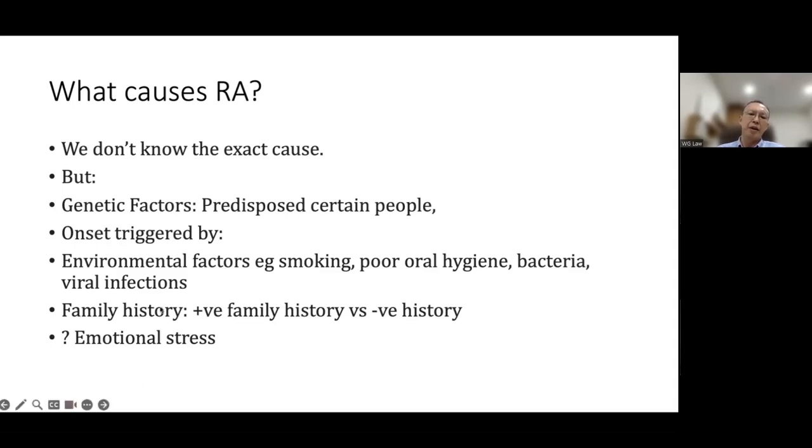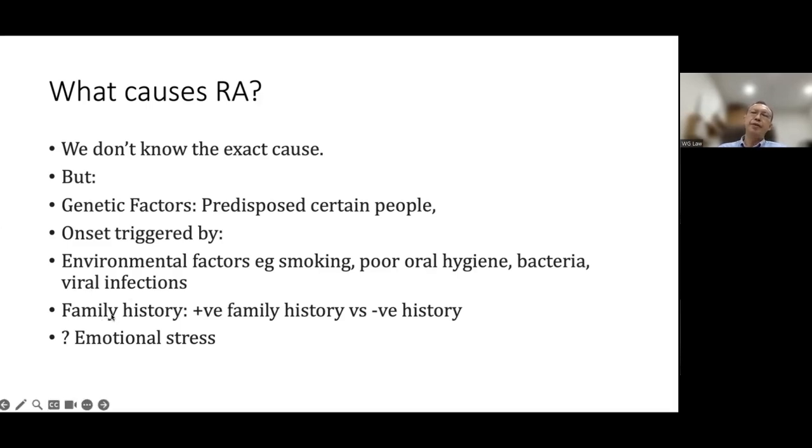For example, environmental factors, where the person may have that gene, but for many years never develop rheumatoid arthritis, then suddenly picks up the habit of smoking. Smoking is known to trigger rheumatoid arthritis in a certain subset of patients. Some patients have very poor oral hygiene, where certain bacteria will grow, and these bacteria can also trigger rheumatoid arthritis. We also know that some patients develop rheumatoid arthritis after a viral or bacterial infection.